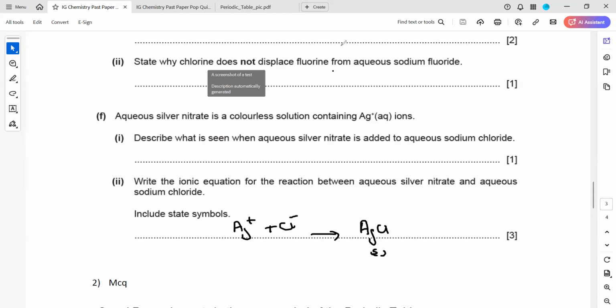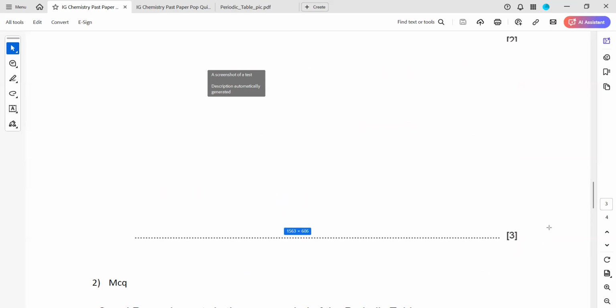So how to write an ionic equation? It is important to understand that you don't have to show this cutting part, like you don't have to cut this in the exam. You're not supposed to show the working. You have to write the final equation. But how can you write the ionic equation?